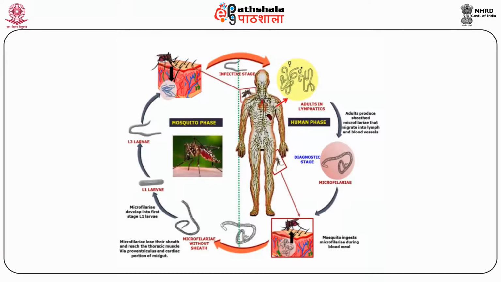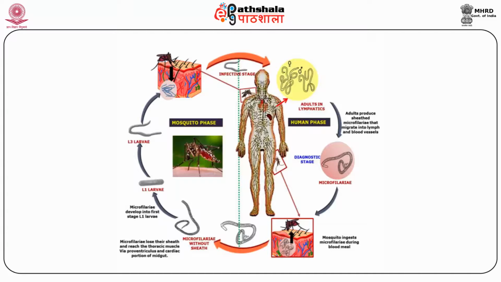As you can see from the figure, the complete life cycle of Wuchereria bancrofti occurs in two phases. One, the human phase, where they undergo sexual reproduction and release the microfilaria into the blood. When these microfilariae are sucked by the mosquitoes, they develop into third stage larvae within the mosquito, and now when they bite a fresh human host, they release third stage larvae into the human body.